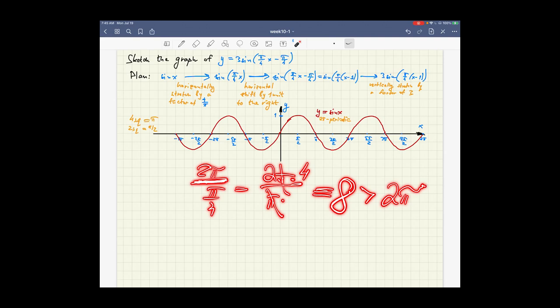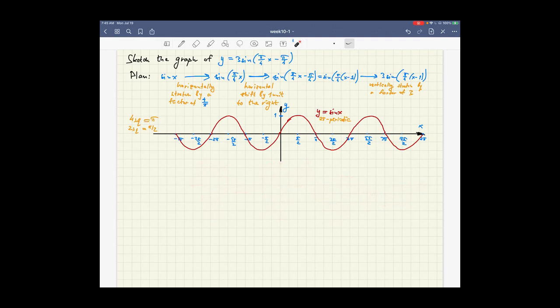So the scale that I will choose will be the following. I will choose 5 squares to be 4. We will see what that means. All right, so along the y-axis, nothing will change.